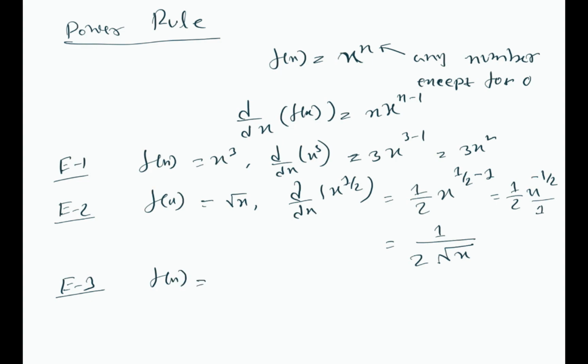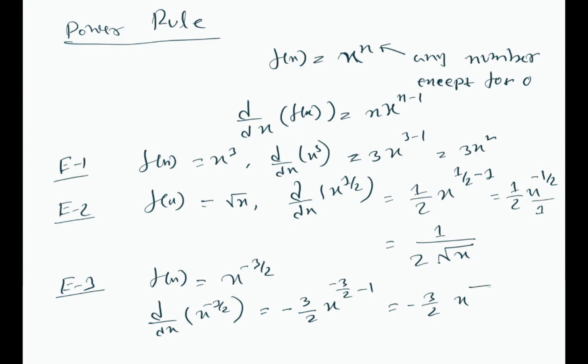The function for example 3 is x to the power negative 3 over 2. So the derivative of this function, d/dx of x to the power negative 3 over 2, is: first write the power, negative 3 over 2, then the variable x to the power negative 3 over 2 minus 1. So we can write negative 3 over 2 x to the power negative 3 over 2 minus 1.